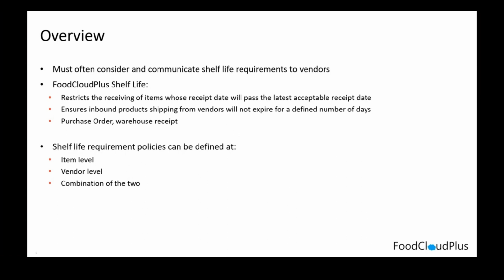The Food Cloud Plus Inventory Shelf Life app restricts the receiving of items for which the expiration date minus the receipt date is less than the required shelf life. This ensures that inbound products being received from vendors will not expire for a defined number of days. This means that food companies can keep such items on their shelves without having them expire for a certain period of time.